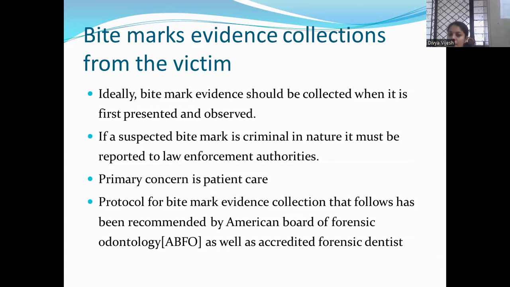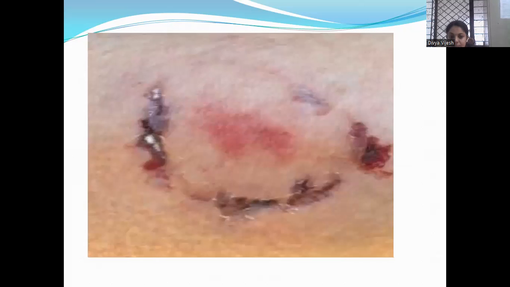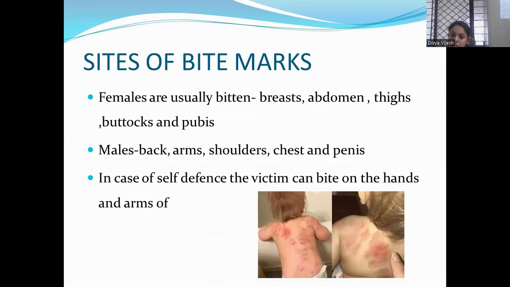So we can use bite marks as evidence collected from the victim. Ideally, bite mark evidence should be collected when it is first presented and observed. If a suspected bite mark is criminal in nature, it must be reported to law enforcement authorities. Primary concern is patient care. The protocol for bite mark evidence collection that follows has been recommended by the American Board of Forensic Odontology as well as accredited forensic dentists. So this is a bite mark.